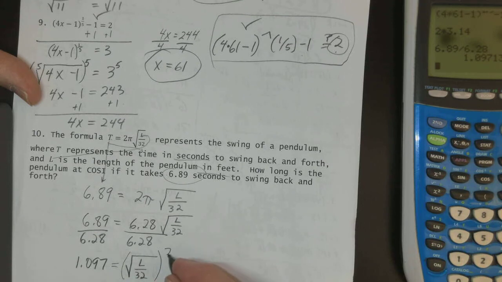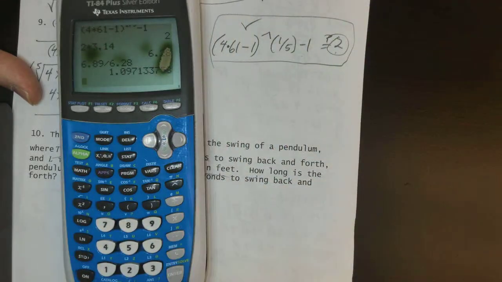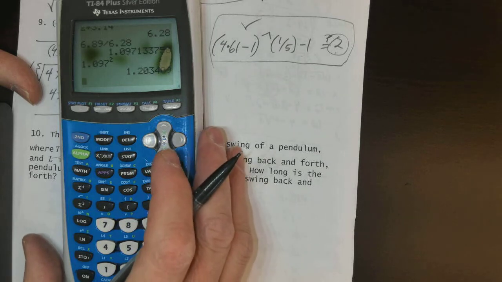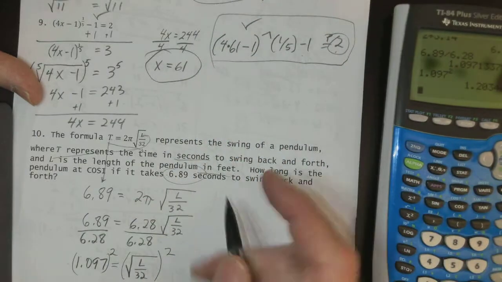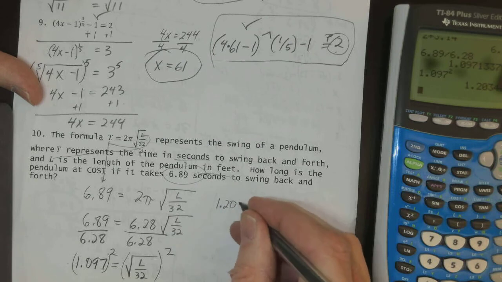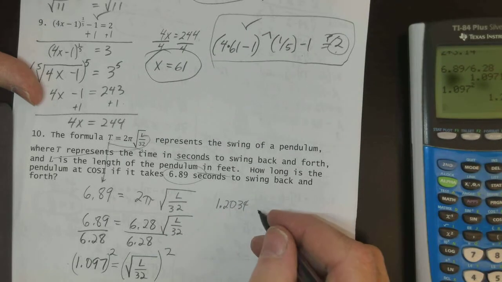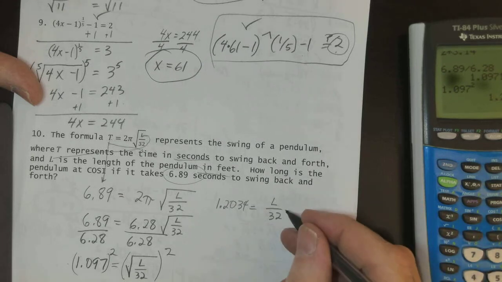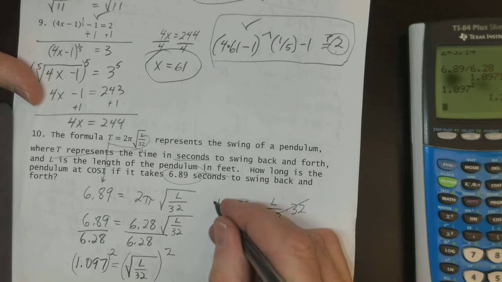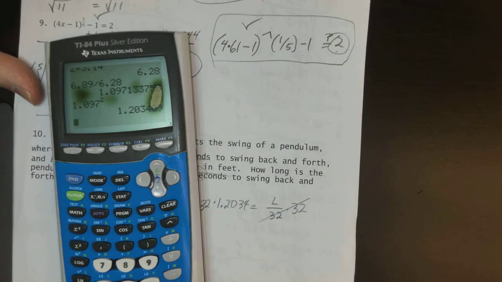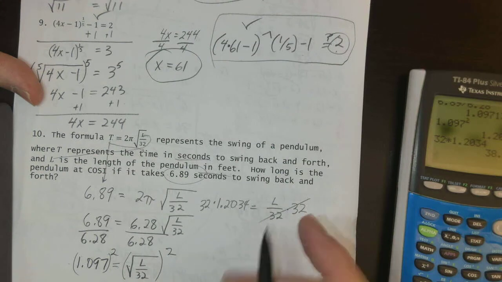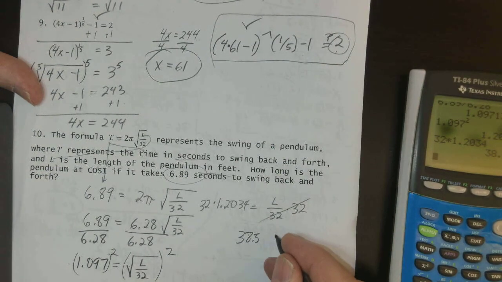I want to get rid of the square root, so I'm going to raise this to the second power, and I'm going to raise this to the second power. So 1.097 to the second power. Oh, I have an X squared button. 1.2034. These are approximations, right? Square root and square cancel out. That's L over 32. And now I'm going to multiply this side by 32, and I'll multiply this by 32. So 32 times 1.2034. I'm going to go with 38.5 feet.